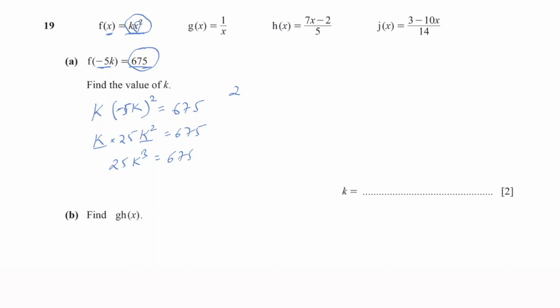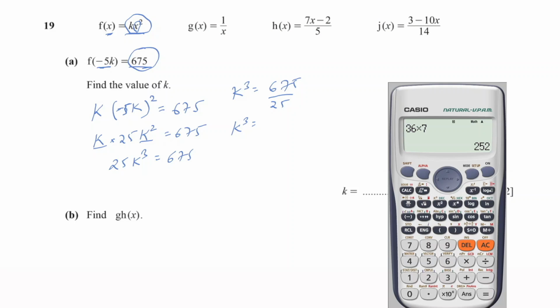So k cubed will be equal to 675 divided by 25. If I divide 675 by 25, I'm getting the answer as 27. Then k will be equal to the cube root of 27, and that is 3, right? You all know that. So let's move on to part B.